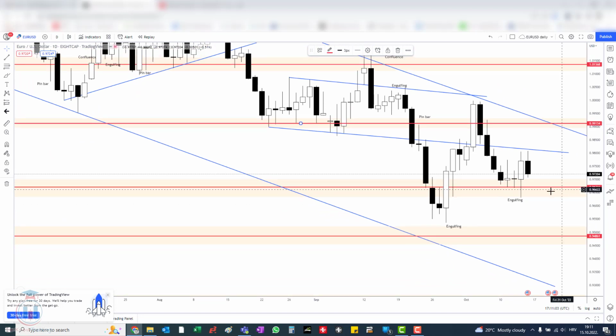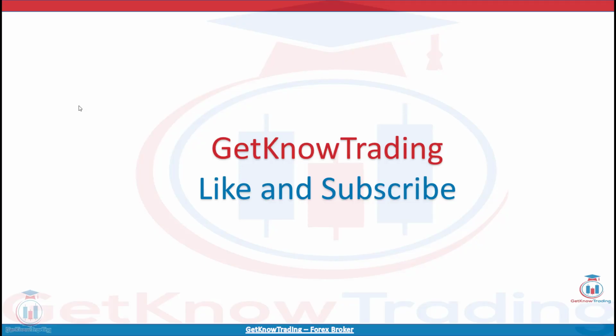On a daily time frame, let's turn back again. It is an indecision area for now for the price, and we should wait until the price makes a move. That is all from today's analysis.